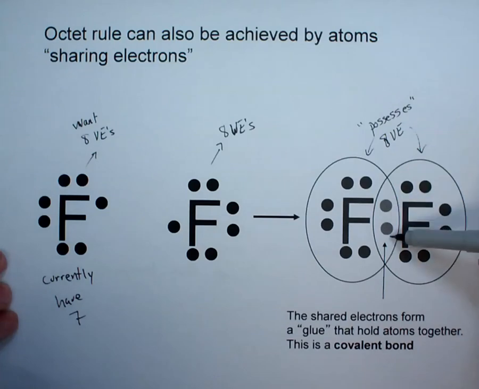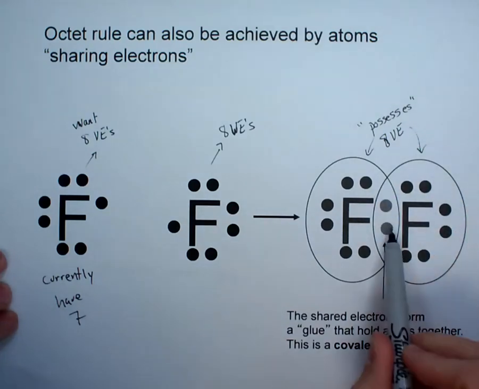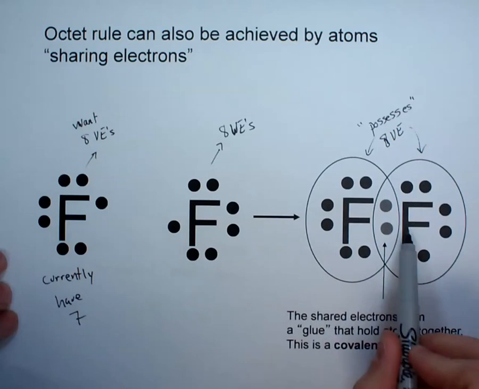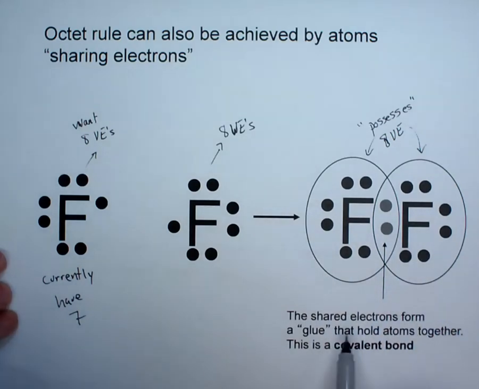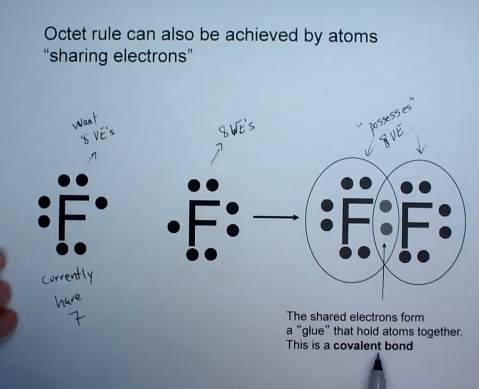The electrons that are being shared can be considered to be owned by each of the atoms. So that's what a covalent bond is. A covalent bond is just the glue that holds two atoms together, which is caused by the sharing of electrons.